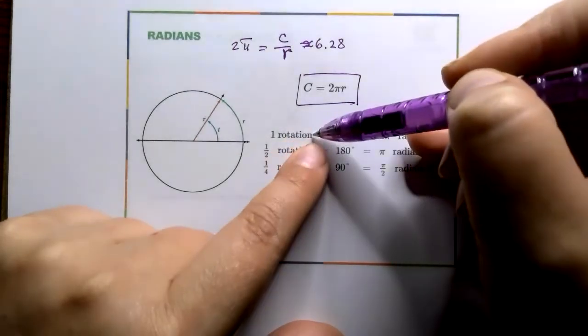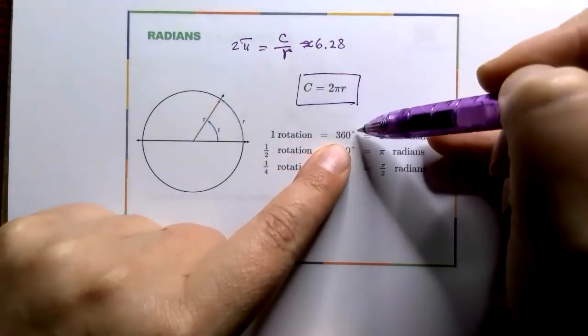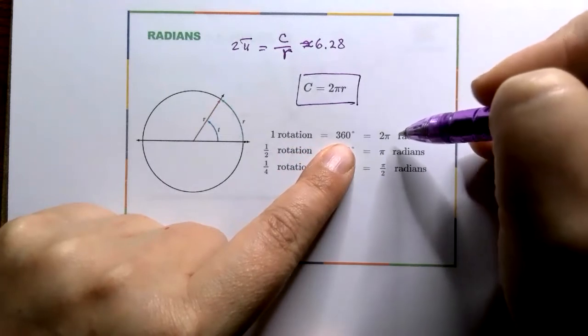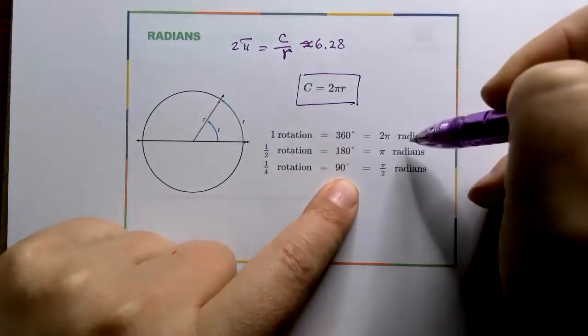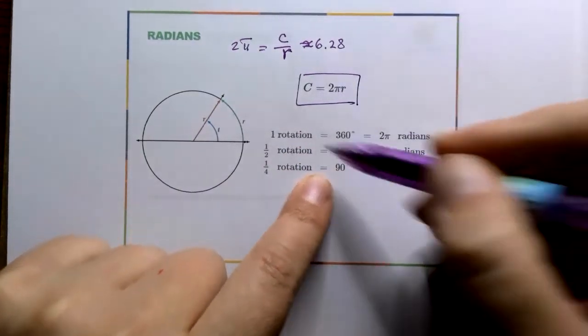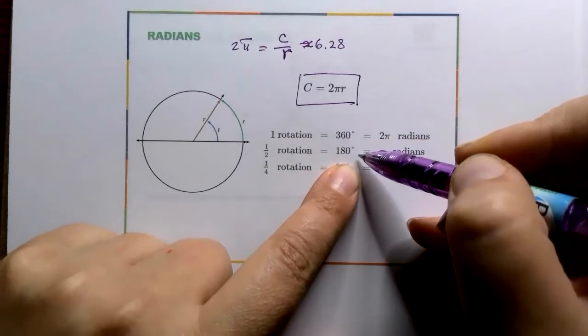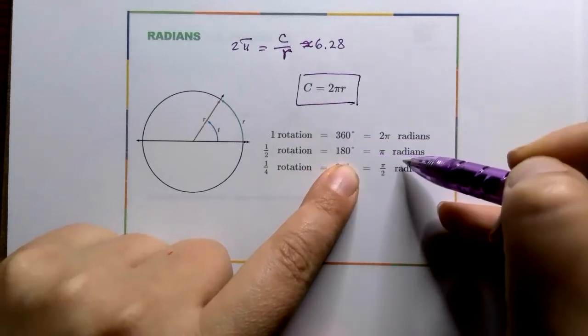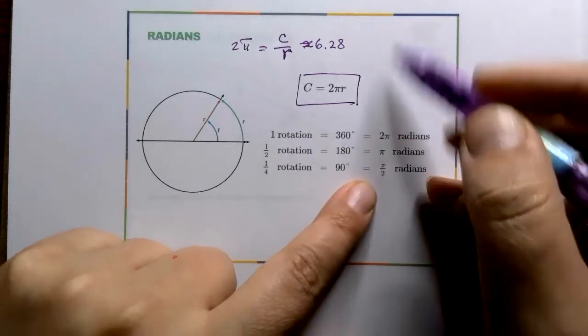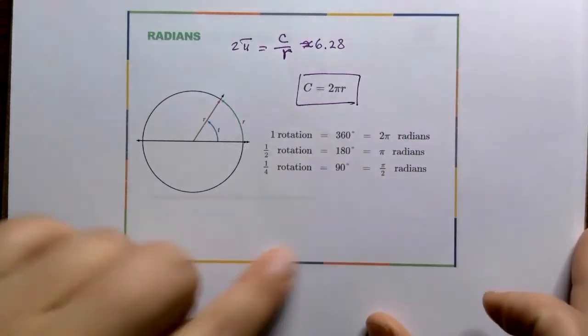Now some relationships of radians and degrees. One rotation around the circle is 360 degrees, and that equals 2 pi radians, or about 6.28. Half a rotation is 180 degrees, which equals pi, and a quarter of a rotation is 90 degrees, or pi over 2.